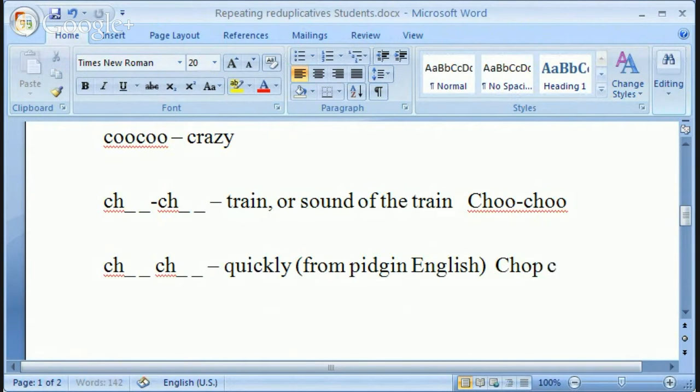Okay. It's chop chop. Chop chop. All right. Bring me some water. Chop chop. Bring bandages. Chop chop. Hurry up. Chop chop.